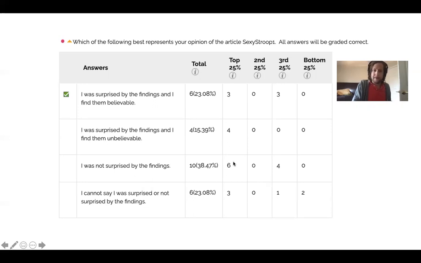I was not surprised by the findings: 6. And then people that were kind of indifferent, they could not say they're surprised or not: there was 6 right here. So this is the column. 6, 4, 10, and 6 were the amount of answers here.